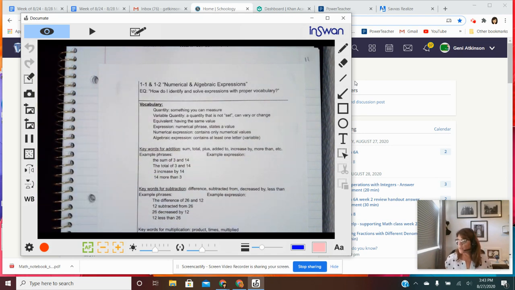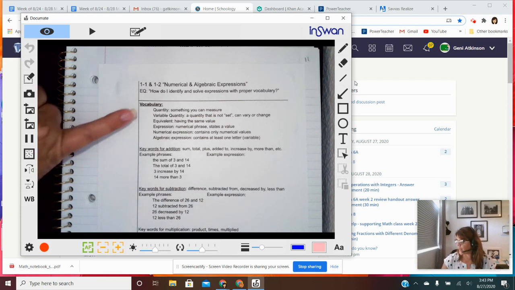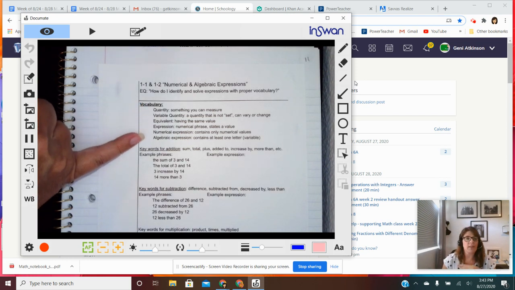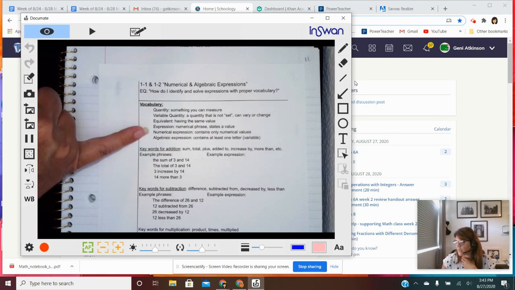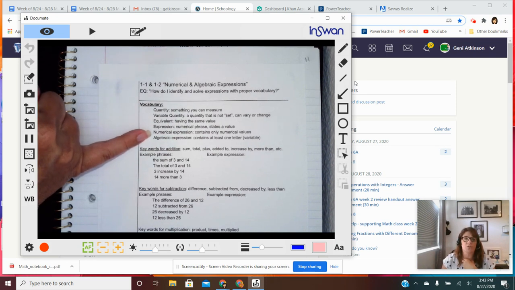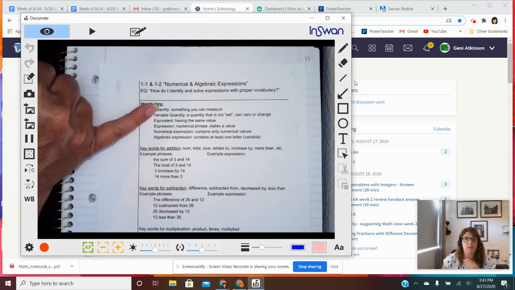Okay. Now, this first topic is really about the vocabulary and the rules that make math work. So it's kind of a really nice, soft place to start. So we're starting with vocabulary. You are very capable of reading. I'm not going to read them all to you. But this is what I mean when I say numerical expression or algebraic expression or a quantity.